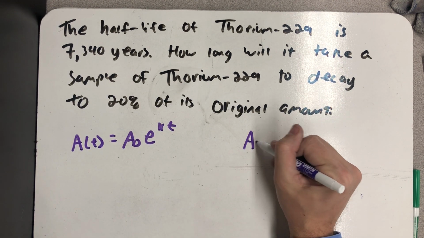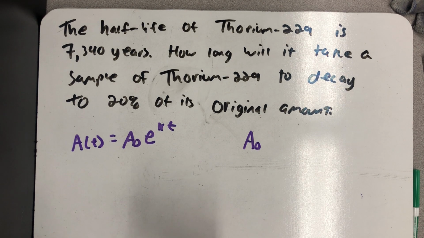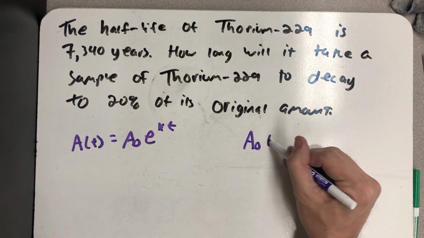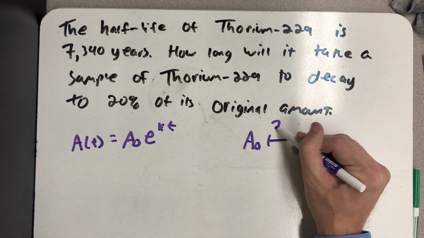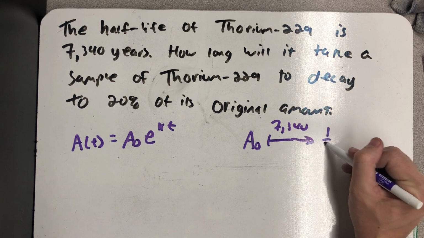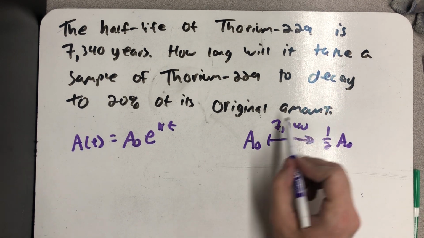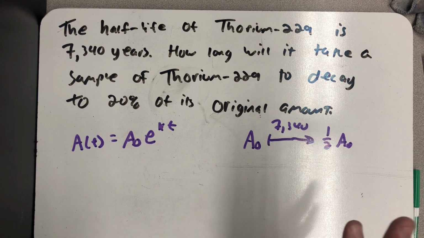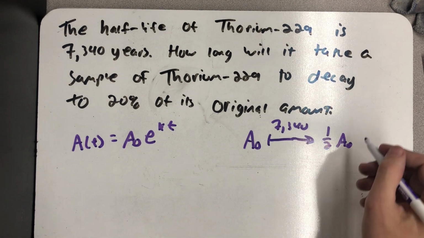So what I'm told is the half-life of thorium-229 is 7,340 years, which means if I start with an initial amount, A naught, and I wait 7,340 years, I end up with 1/2 of it. So for this value of t, I end up with half of the original amount. I can use that information to find k.